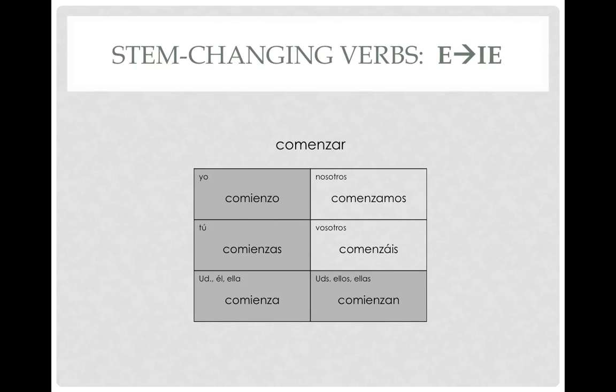So for example, in the yo form, comenzar, that E changes to an IE and it becomes comienzo. Tú form is comienzas, él, ella, usted, comienza. Nosotros, comenzamos. Nosotros, vosotros does not change. And the ellos, ellas, ustedes form becomes comienzan. So notice that I only changed that stem from E to IE in the shape where it's grayed out. We call that the boot shape. So remember, every time you have a stem-changing verb, it only changes the stem in that boot shape.